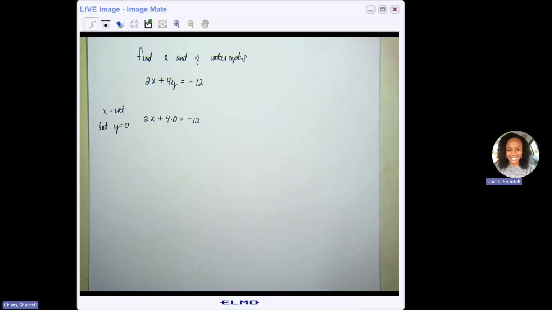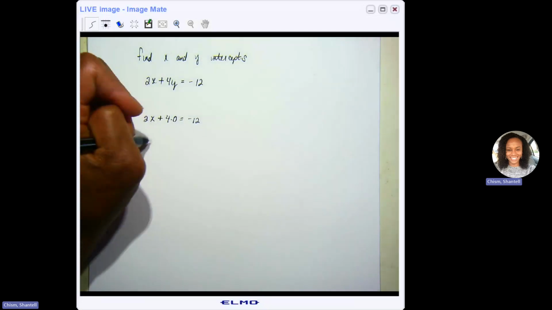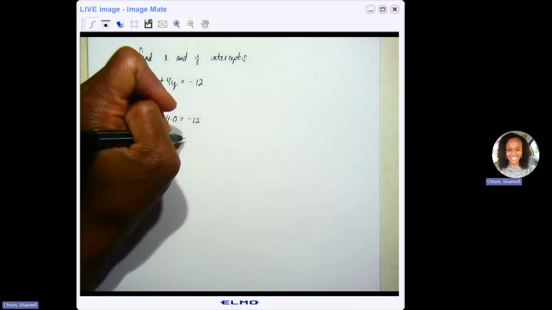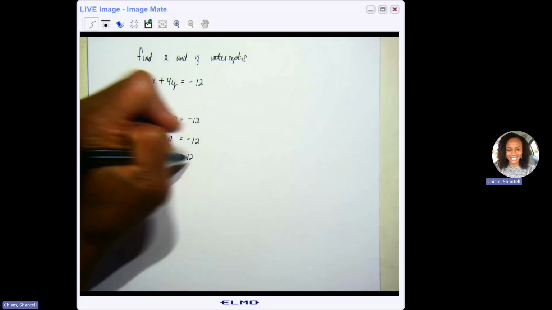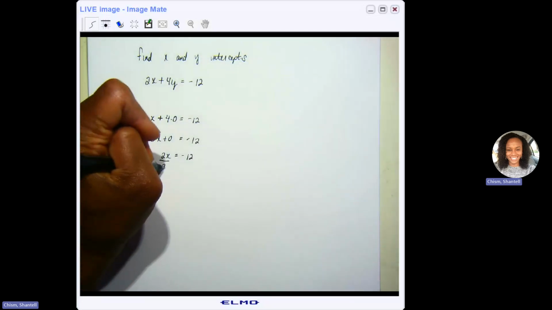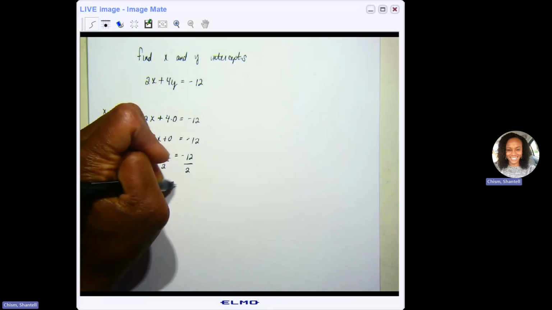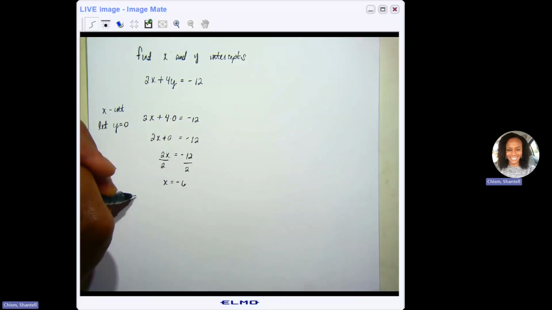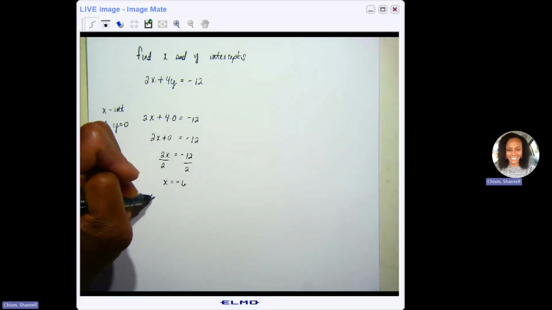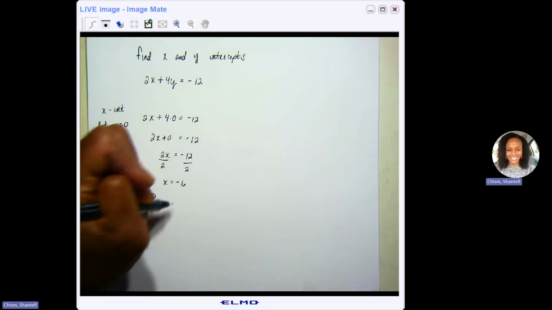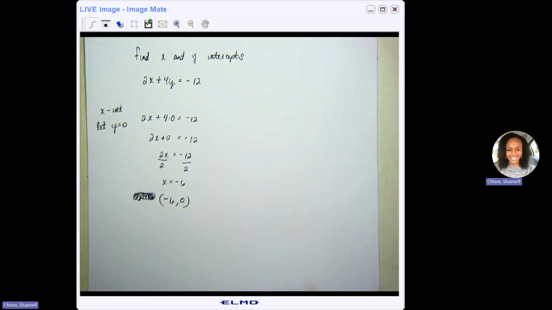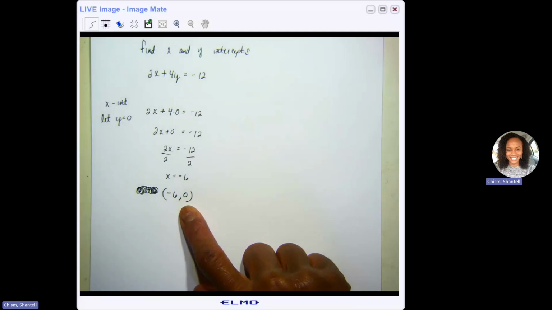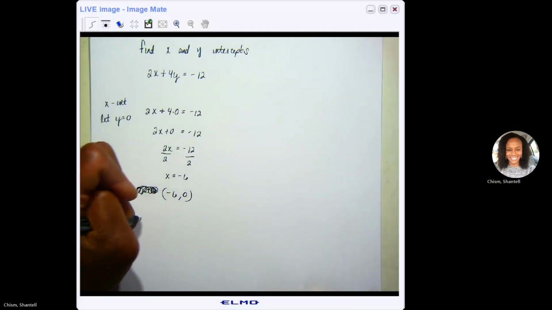It's clear now. This becomes just 0 here. So 2x plus 0 equals -12. So 2x equals -12. And then when you divide by 2, x equals -6. So this is the ordered pair 0, -6. I'm sorry, x is first. This is -6, 0. So your x-intercept in this case is just -6.